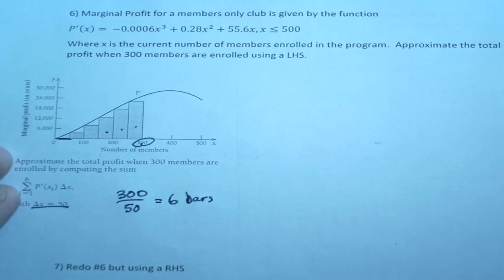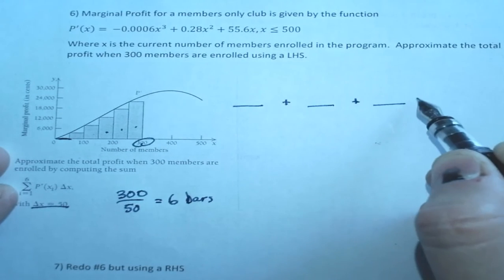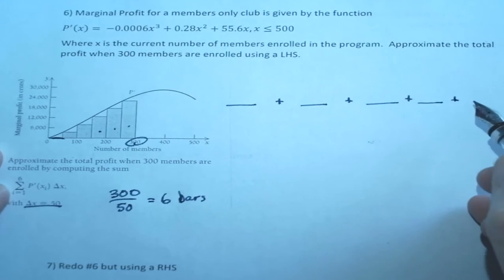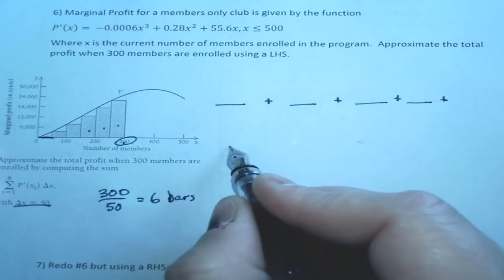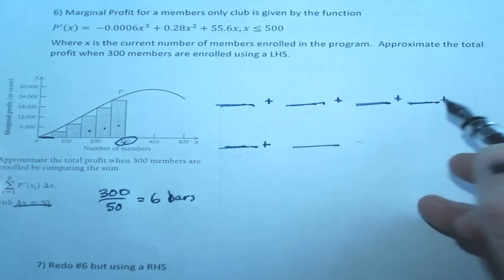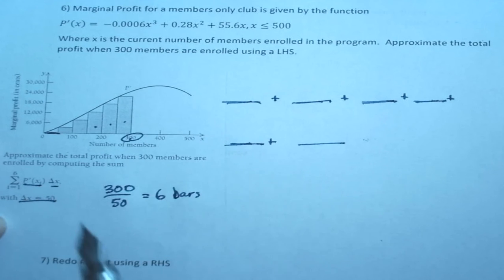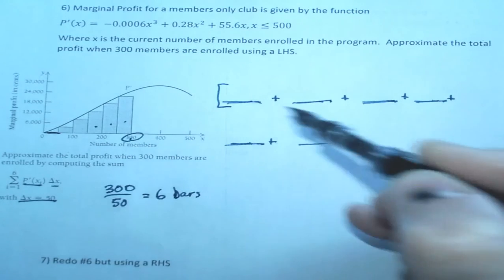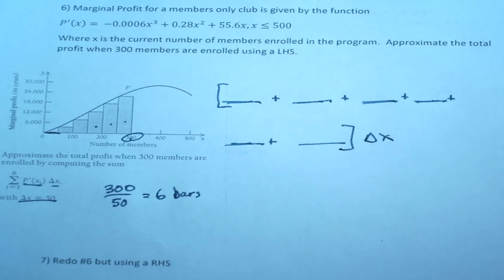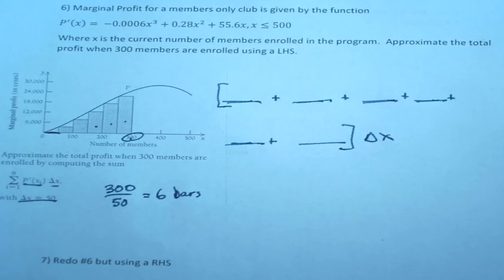Now, what do I know? I need to set this up like so: 1, 2, 3, 4, 5, 6. We're going to add 6 bars, and each bar is going to be height times width. I told you in my previous video that you can always factor out the delta x, just add the heights, and then multiply by delta x at the end. That's what I'm going to do.